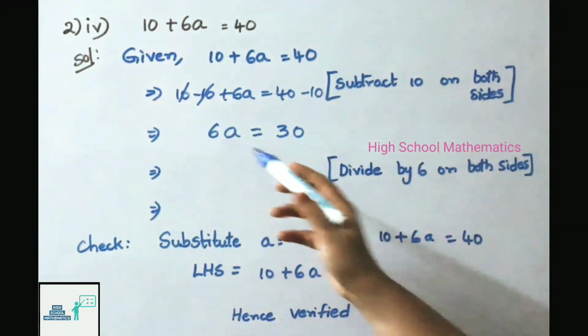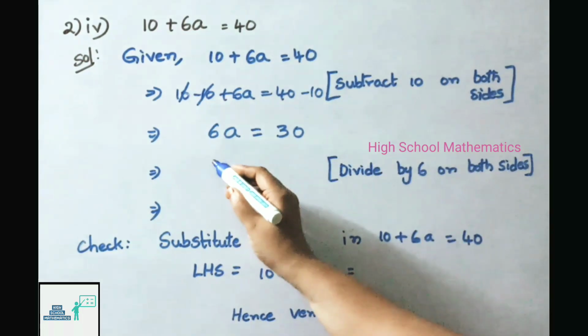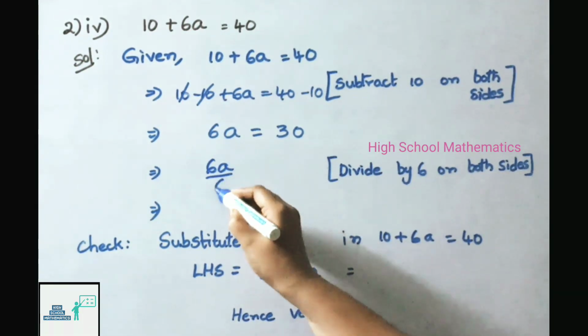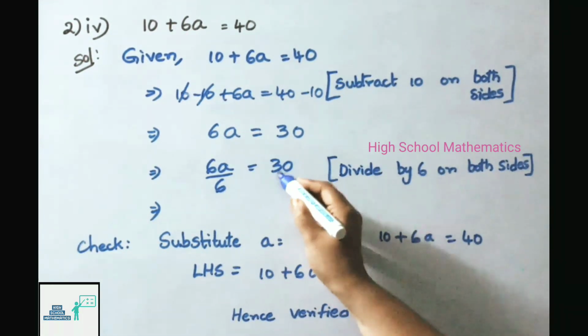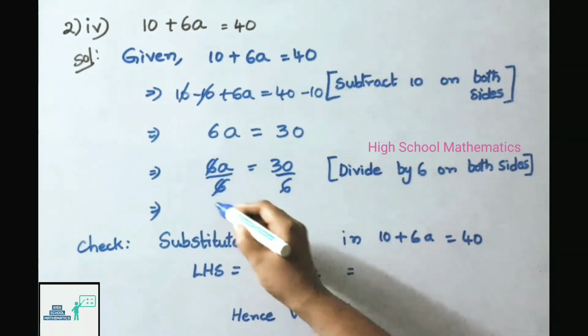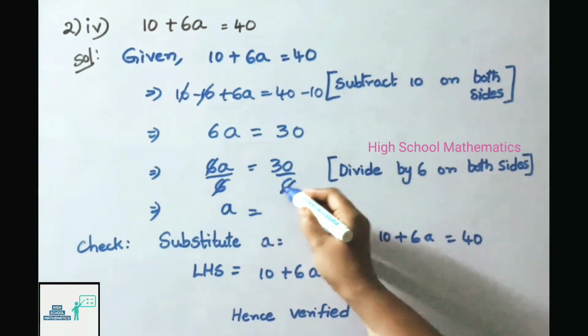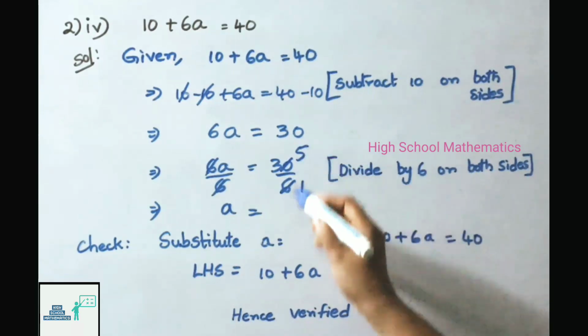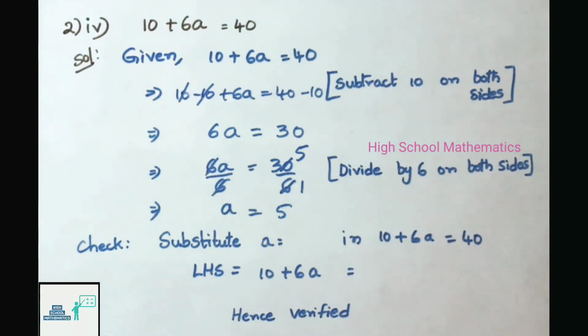To remove this 6, we are going to divide by 6 on both sides. So write down 6a by 6, that equals 30 by 6. Here 6 cancels, write down a equals, 6 ones are 6, 6 fives are 30. So a value is equal to 5. Let us check the result.